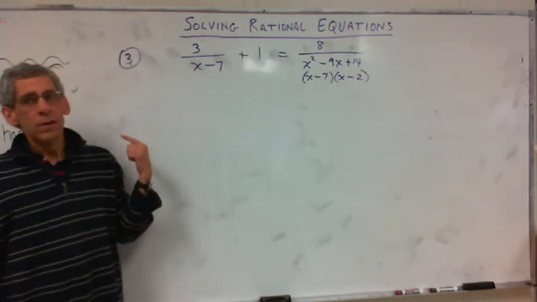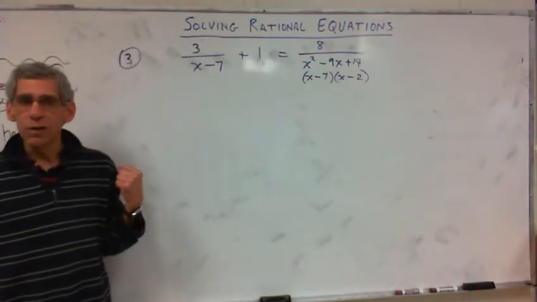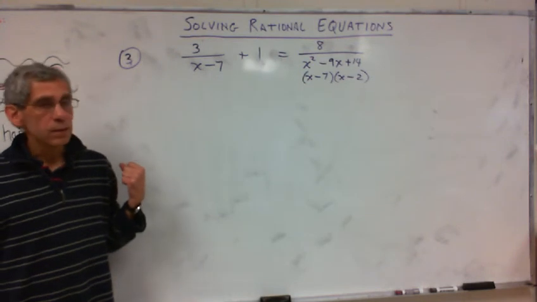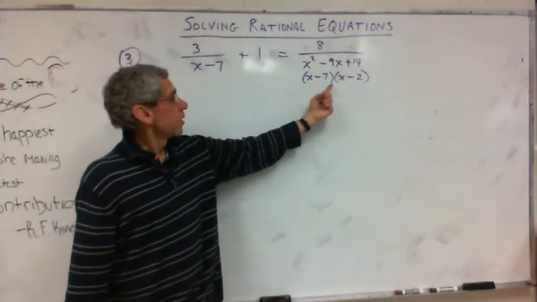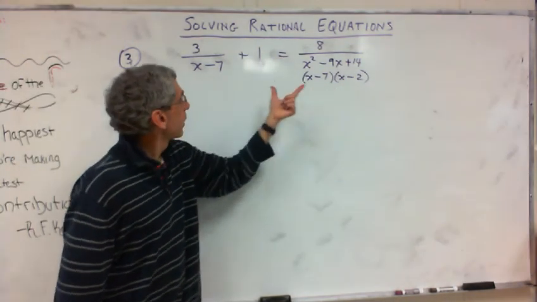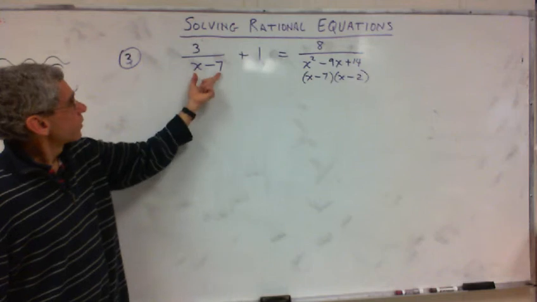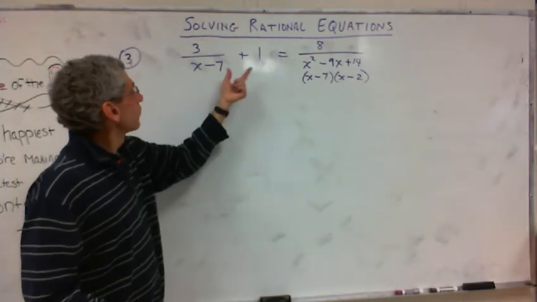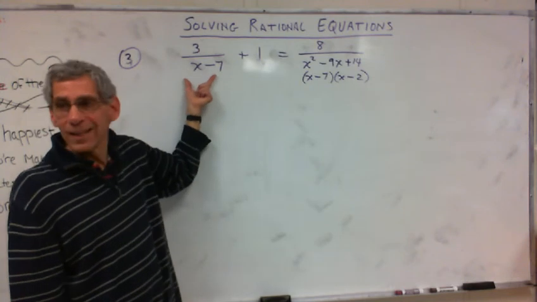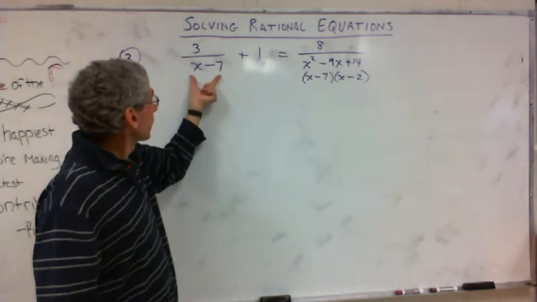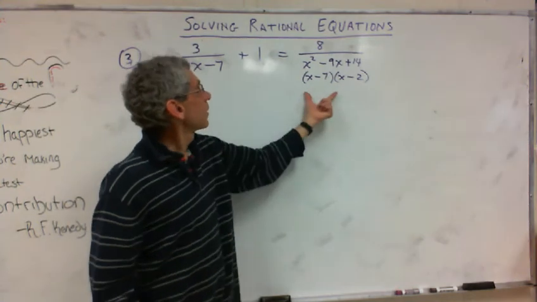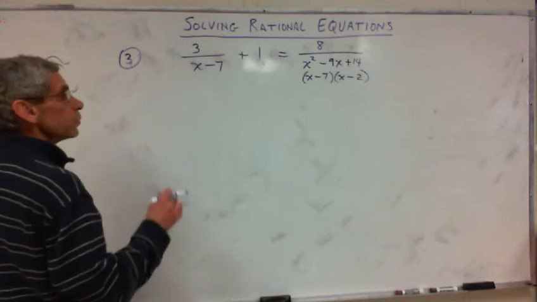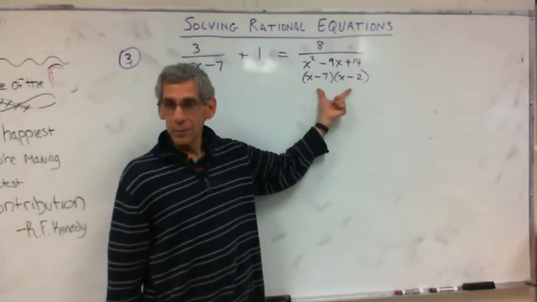What is my common denominator? What would it be if I were going to create a common denominator? x minus 7 times x minus 2. That would encompass everything here. There's no additional stuff. There's not an x plus 7 or x plus 13 here, so I don't have to add that in. It's just an x minus 7. This encompasses this, this, and this just has a hidden 1 there, so that's fine. So we're going to multiply everything by x minus 7 times x minus 2.